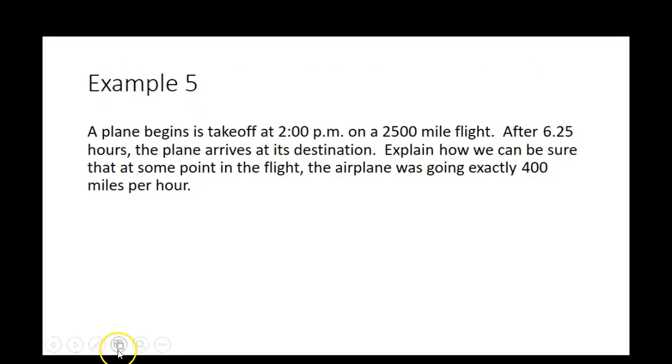So here's that promised word problem. It says, a plane begins its takeoff at 2 p.m. on a 2,500-mile flight. After 6.25 hours, the plane arrives at its destination. Explain how we can be sure that at some point in the flight, the airplane was going exactly 400 miles per hour.